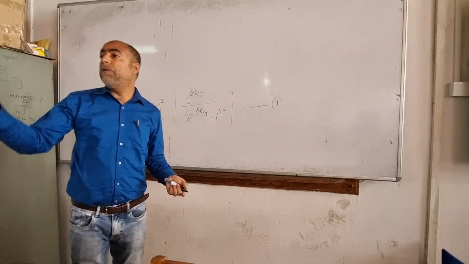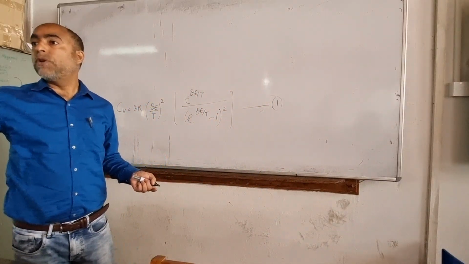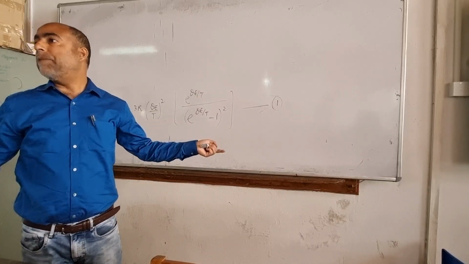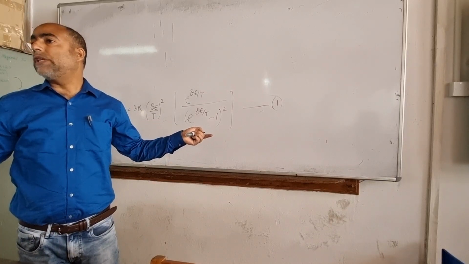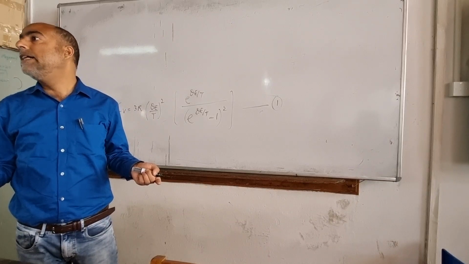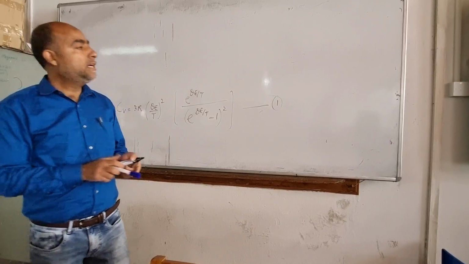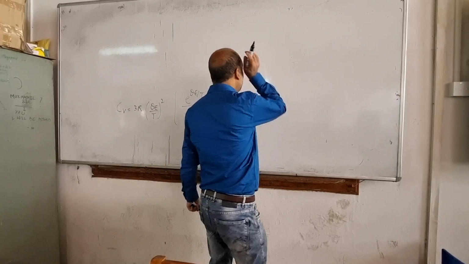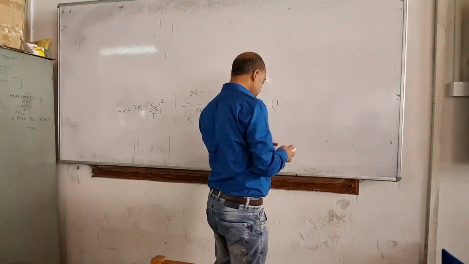So you can write down in your own words that at high temperatures, CV is equal to 3R, it is in agreement with the classical results provided by Dulong and Petit. Now we are having case second.